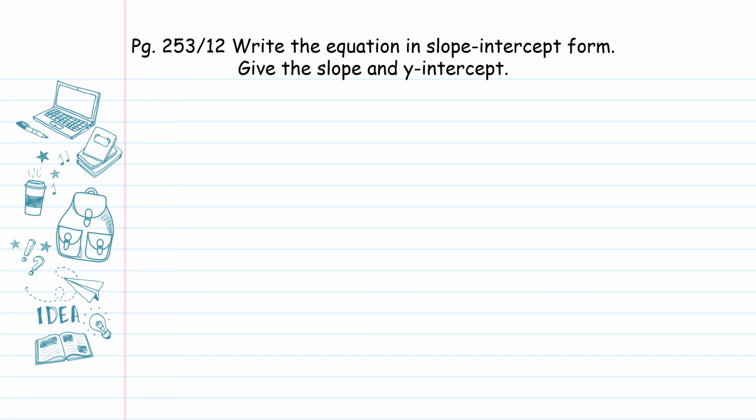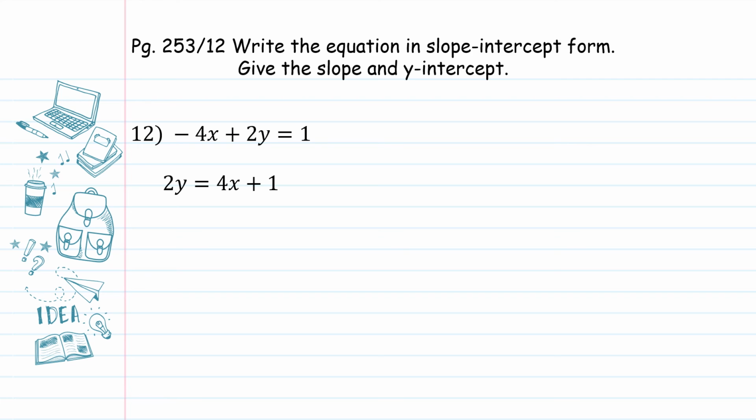Our final problem will be problem number 12, and it wants us to write the equation in slope-intercept form and give the slope and y-intercept. The equation that we're given is -4x plus 2y is equal to 1. In order to solve this equation, we're going to want to isolate y. So first we're going to add 4x to both sides, which gives us 2y is equal to 4x plus 1.